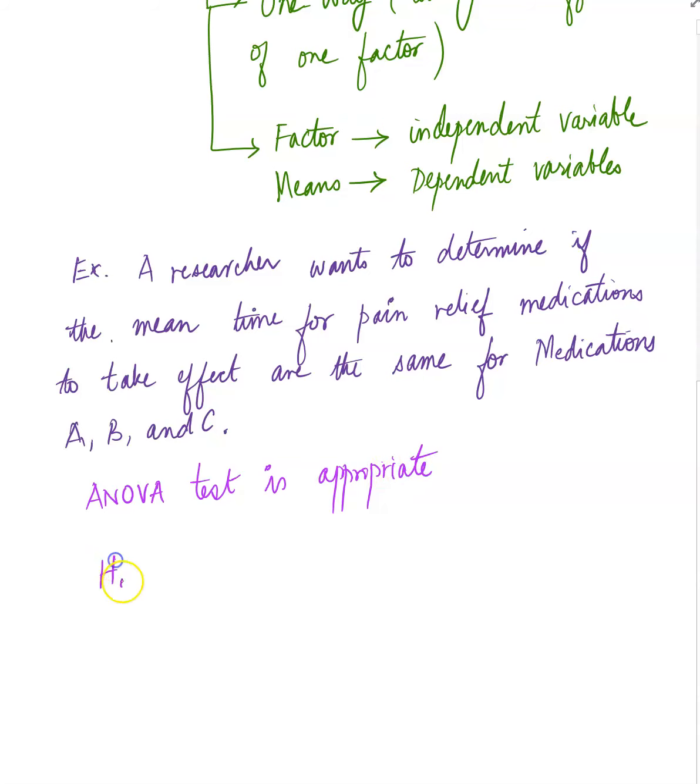And because this is a hypothesis test, we will try to write H0 and H1. H0 would be that all these means are the same, okay? The mean time for pain relief medication to take effect for medication A is the same as the mean time for B, is the same as the mean time for C. We're saying it doesn't matter if it's A, B, or C, it takes the same mean time for pain relief to take effect. Now, if it is H1, we'll say at least one mean is different.